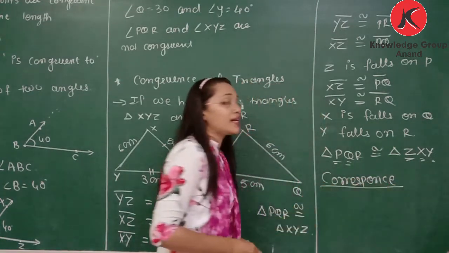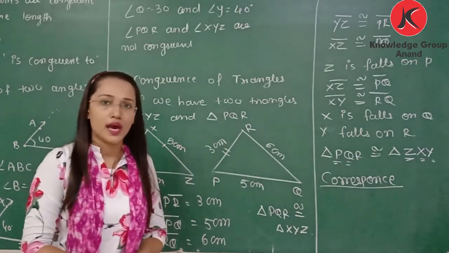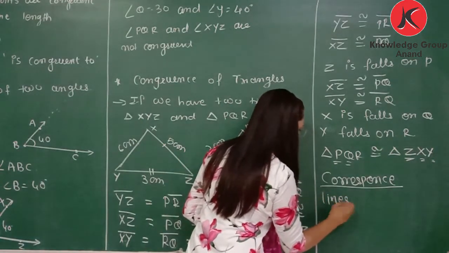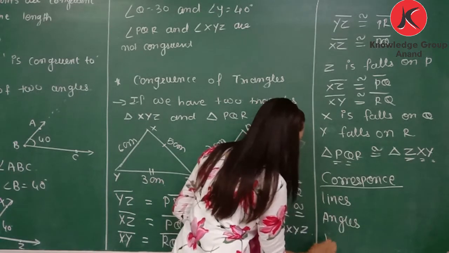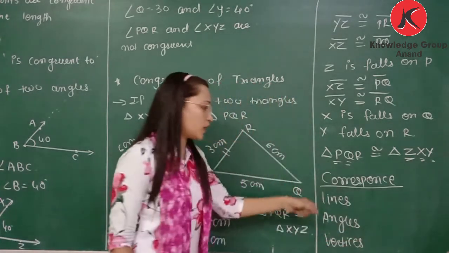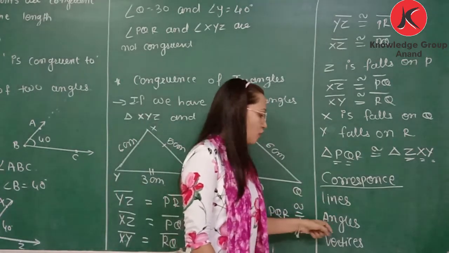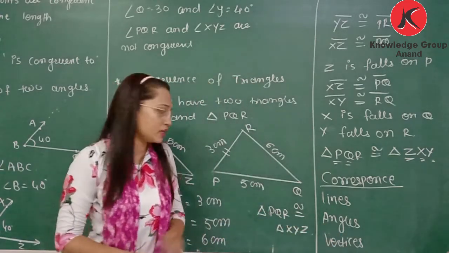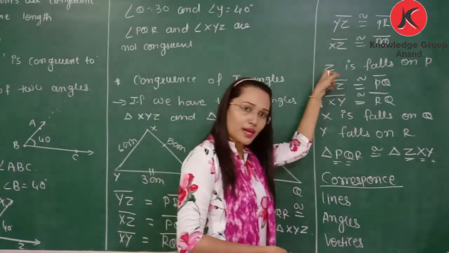So there are three types of correspondence: correspondence of lines, correspondence of points, and correspondence of angles. Lines, angles, and you can say vertices. So there are three kinds of correspondence in a triangle. Which line falls on which line of the second triangle, which angle falls on which angle of the second triangle, and the same for vertices. So vertices we can find out from the given line segments.